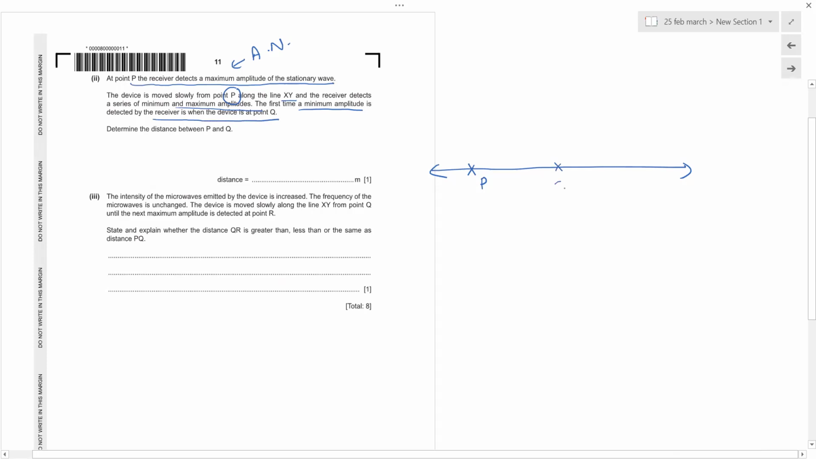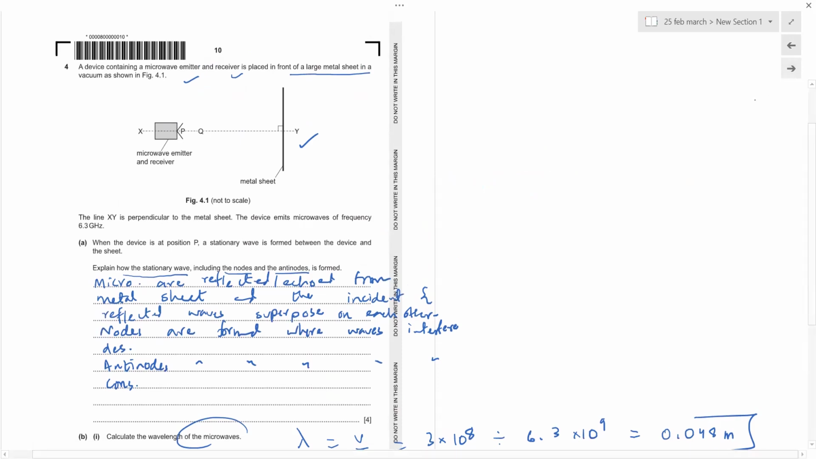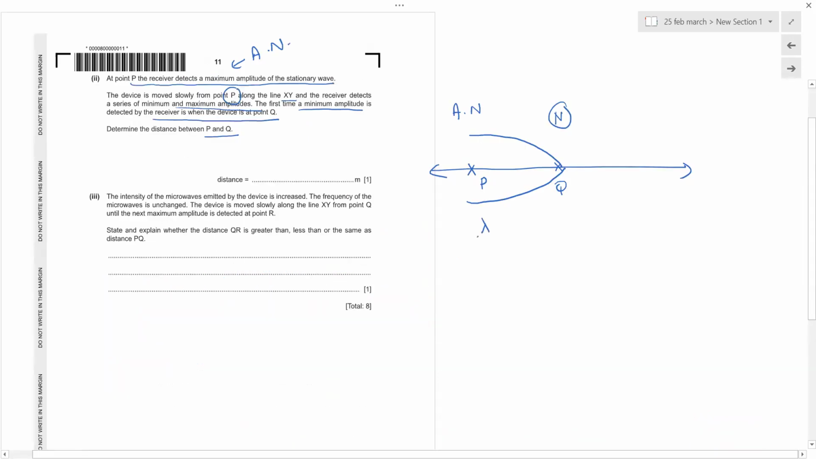So that means this, let's say, is Q. So the maximum amplitude was at P and the minimum amplitude is at Q, right? That means we expect an antinode at P and a node at Q. Then they say determine the distance. So basically, on the last page, we just figured out the wavelength, that was 0.048 meters, right? So we can see this represents a quarter of a wave, and that would be the distance between PQ, right? So 0.048 divided by 4 is going to be the distance, which would be 0.012.